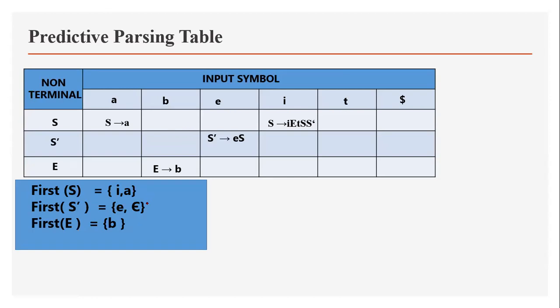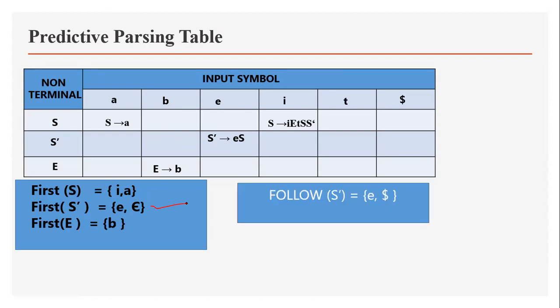Okay. In this, we are having epsilon on S'. So you have to find follow of S'. What is follow of S'? That is e comma dollar. So for S', on these input symbols, that is e comma dollar, you have to include S' derives epsilon.